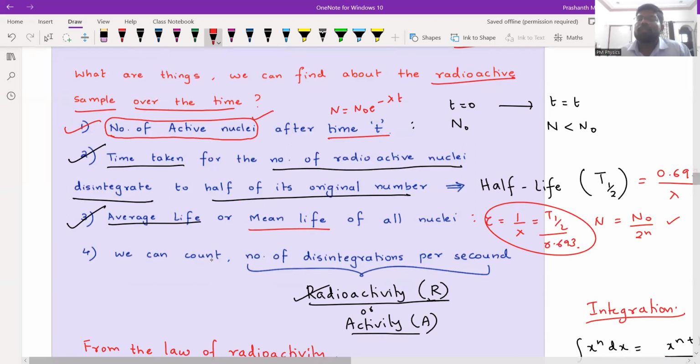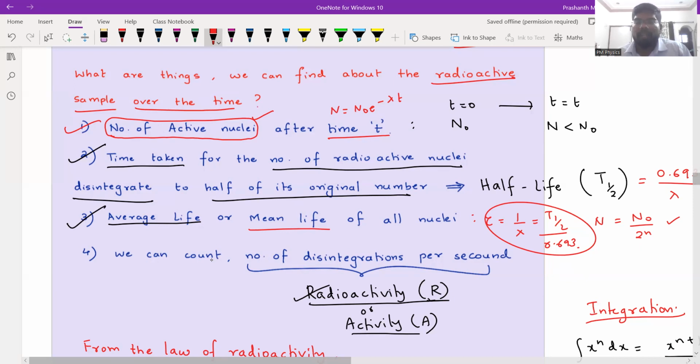And the next we have calculated is half-life. The time taken for the active nuclei sample to become half of it. For every one half-life, the number of active nuclei becomes half. First half-life, it becomes N naught by 2. Second half-life, it becomes N naught by 4. Third half-life, it becomes N naught by 8. So in this way, as the number keeps on decreasing, the half-lives are going to add up.